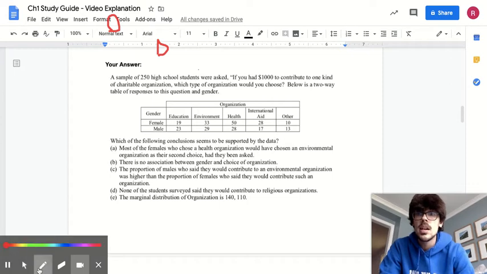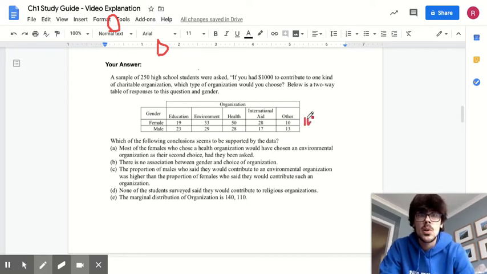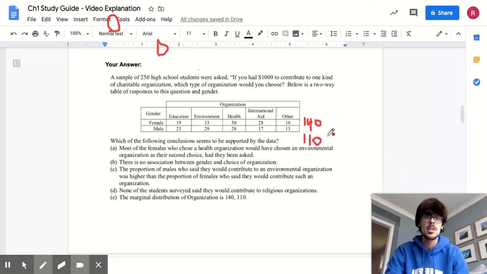If you take the time to count these out, or add them up or whatever, there's 250 total. 140 of them are females, 110 are males. So comparing raw numbers is no good. You need to turn them into percentages to compare them appropriately.